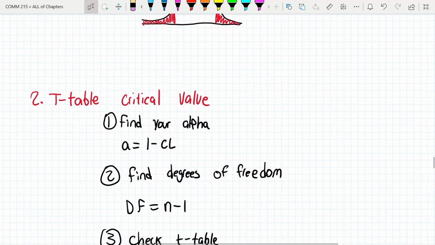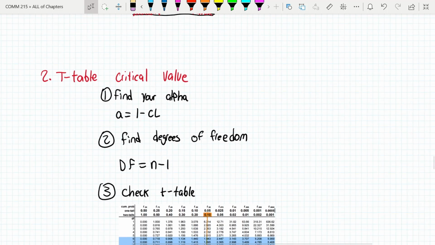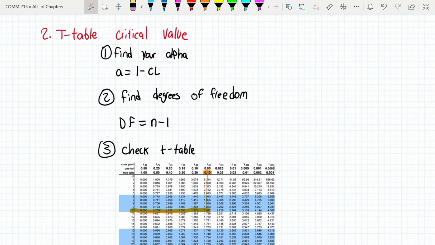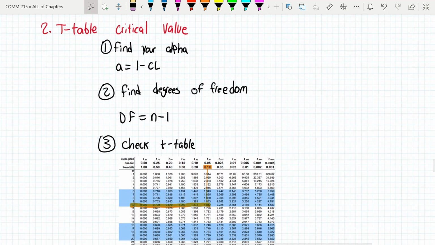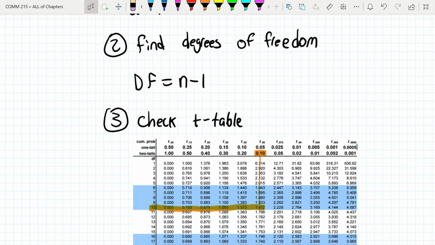So number 2, it's the t-table critical value. The first thing you want to do is find your alpha. As I've mentioned, alpha is 1 minus your confidence level. Second is to find your degrees of freedom, which is n minus 1. And now your third step is to check the t-table. Like I said, let's say our alpha was 0.1 with a two-tailed test, it's the same thing as saying 0.05 for a one-tailed test.